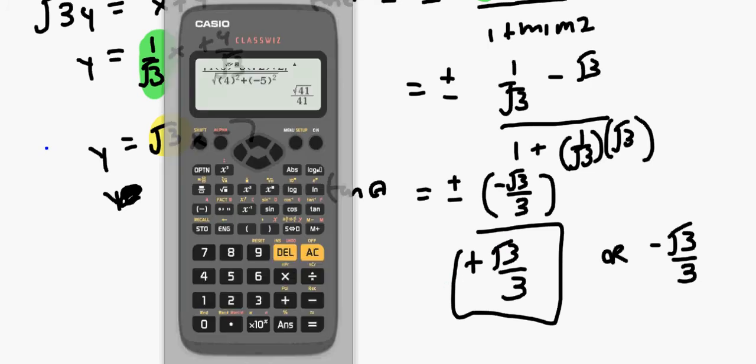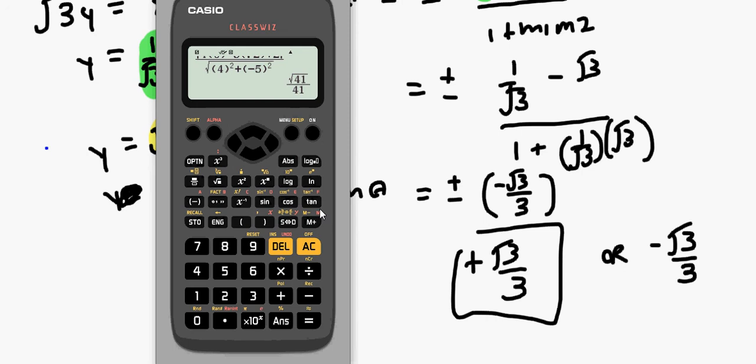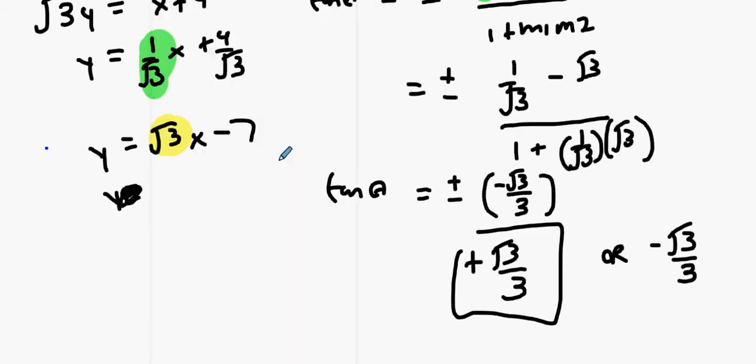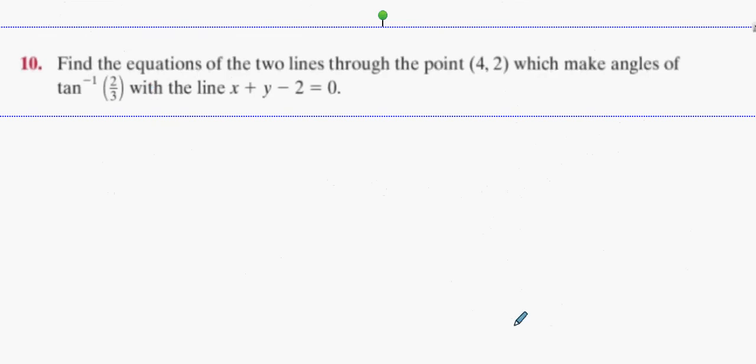So just tan inverse root 3 divided by 3. And we get 30 degrees. Everybody happy with 30 degrees? And if the acute is 30 degrees, the obtuse would have been 150. Alright, drive on. You're on 10.